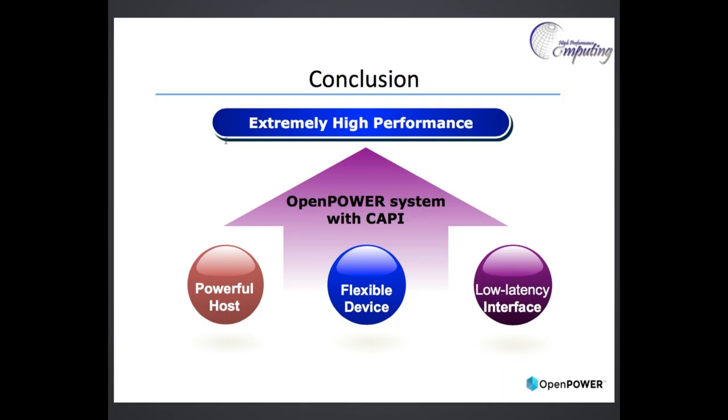In conclusion, the OpenPOWER system with CAPI makes a combination of a powerful host, a flexible device, and a low latency interface. So it would come up with an extremely high performance as a result.